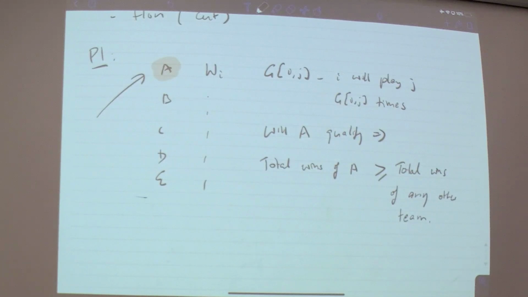Mass flow. Sorry? The mass flow. The mass flow is an equality constraint, right? Flow coming in has to be equal to flow coming out.